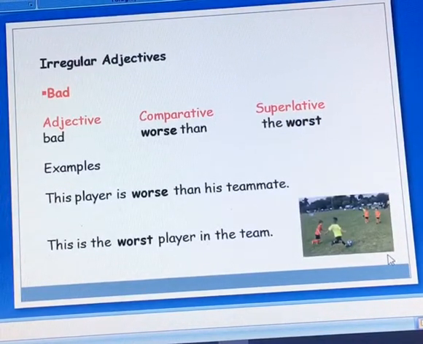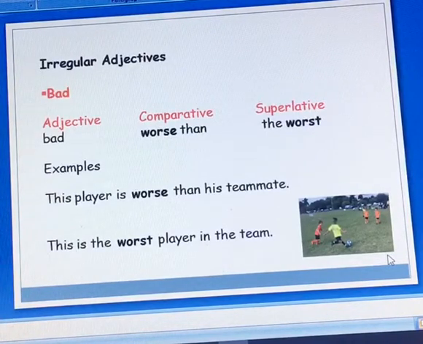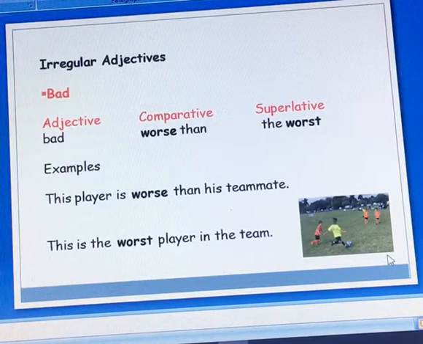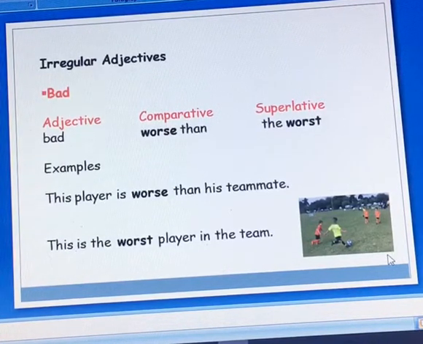Another irregular adjective is the word bad. Bad becomes worse than and the worst. Examples: this player is worse than his teammate. This is the worst player in the team.